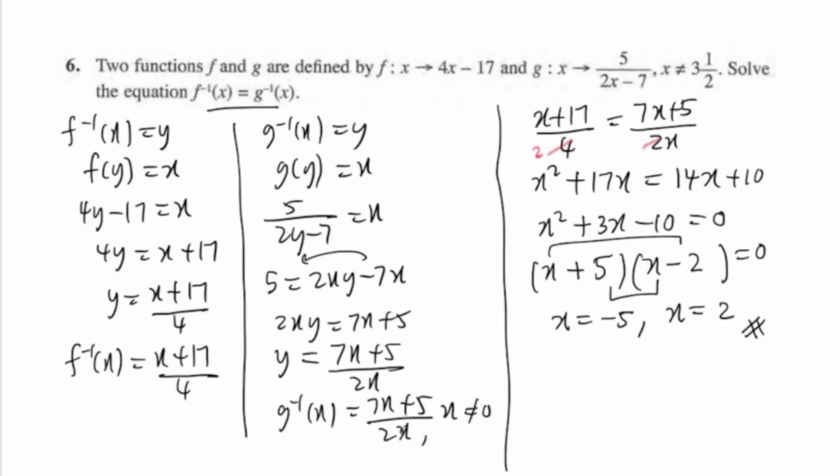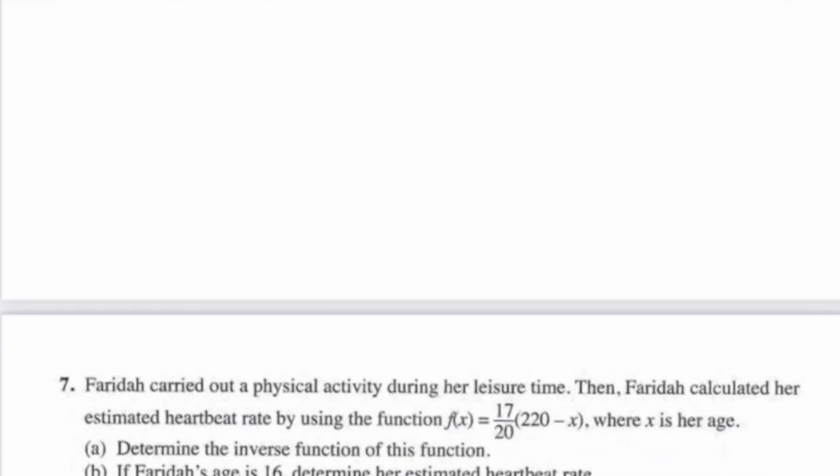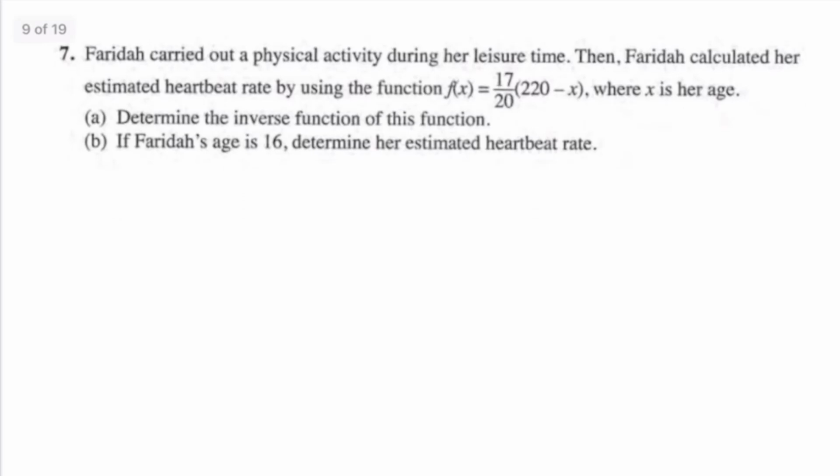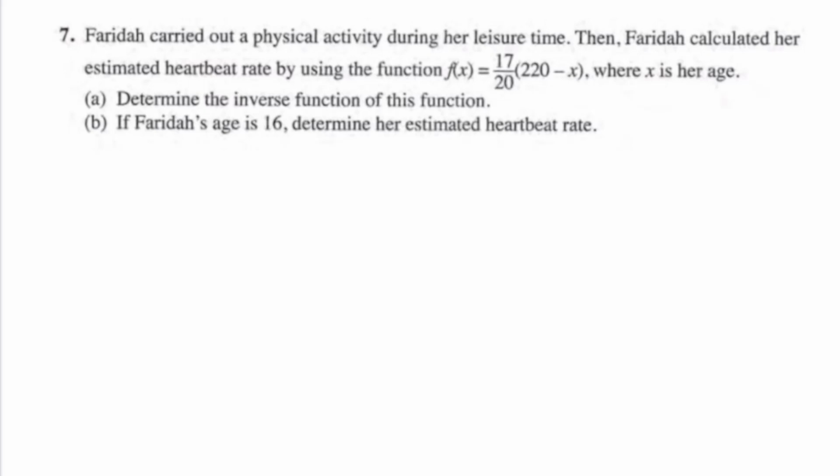Moving on. Question number 7. Farida carried out physical activity during her leisure time. So then Farida calculated her estimated heartbeat using the function where x is her age. So determine the inverse of this function.